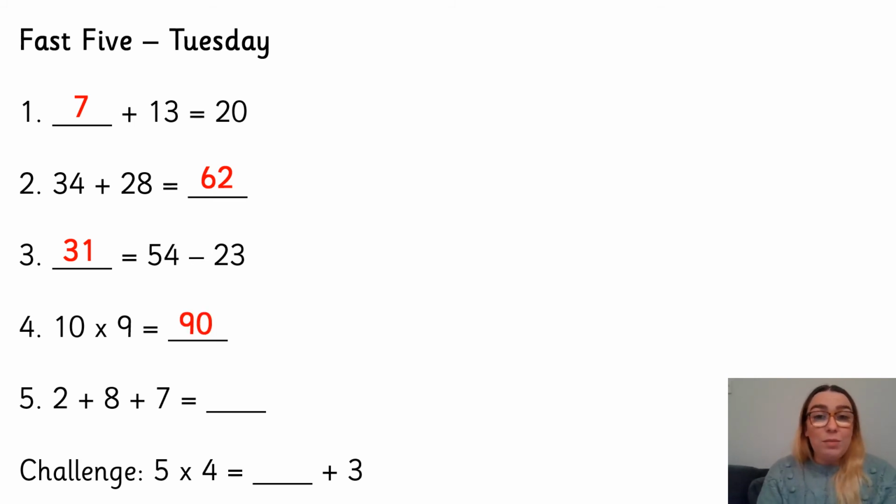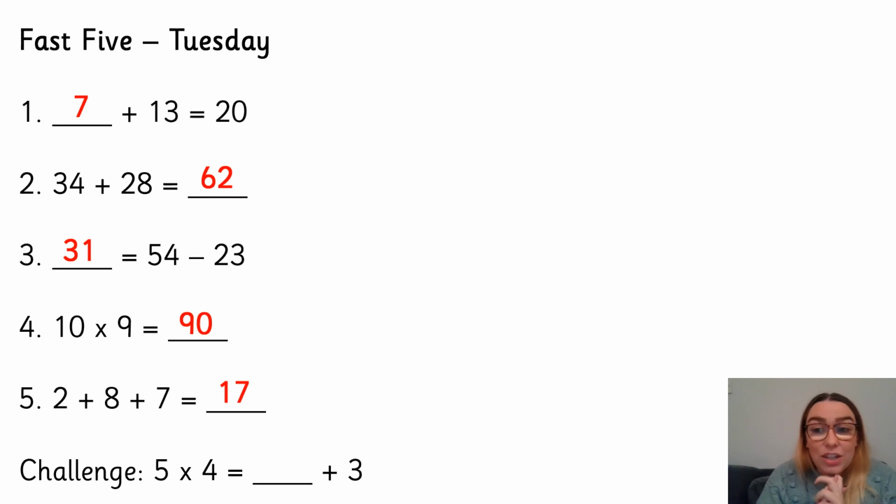Number 5. Remember yesterday we talked about spotting a pattern or a pair of numbers that you know adds up to something. So in there is a pair of number bonds to 10. What two numbers add to 10? It is the 2 and the 8. So 2 and 8 is 10. Add on the 7, 17.